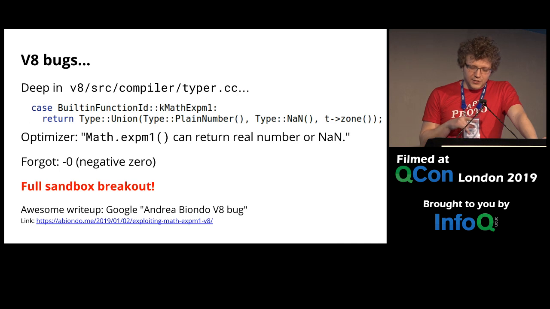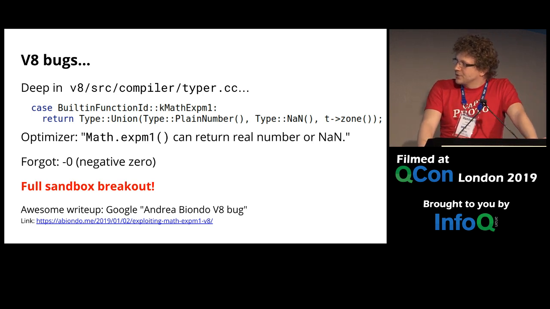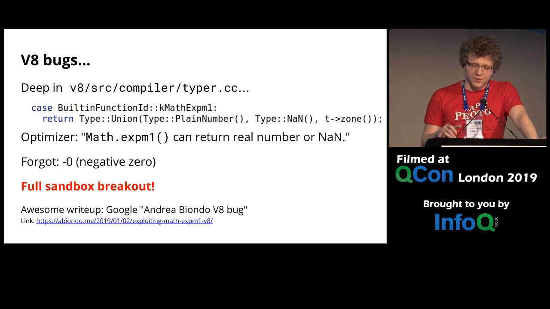This line says to the optimizer that it returns either a plain number or NaN, not a number. Turns out, though, that it can also return -0. And for some reason, -0 is not a plain number in V8's type system. As a result, people were able to exploit this one little error to completely break out of the V8 sandbox by basically tricking the system into thinking something was a different type or triggering an optimization that shouldn't have happened.